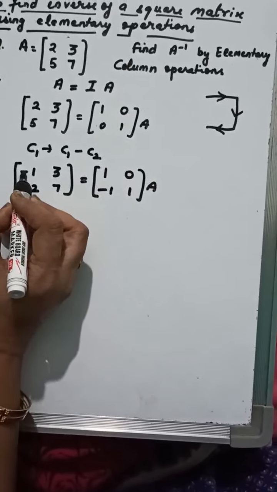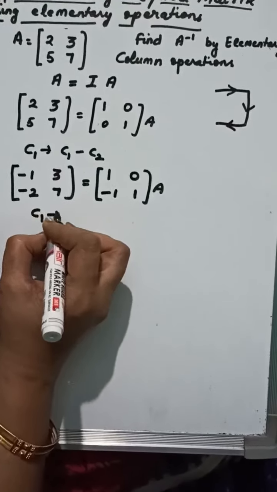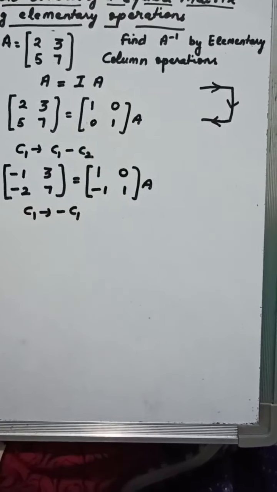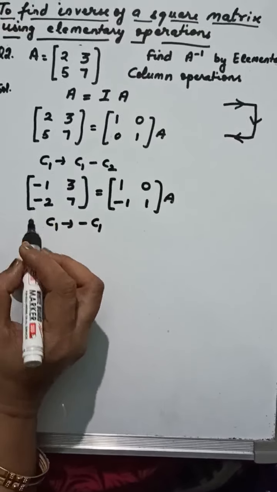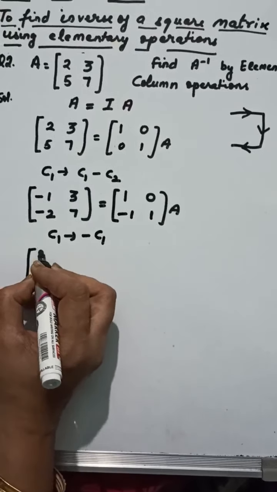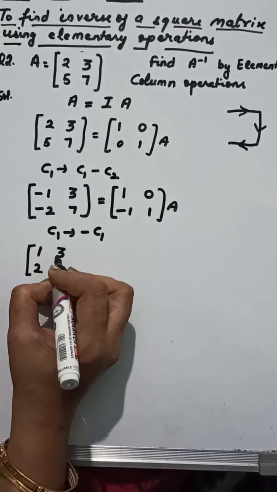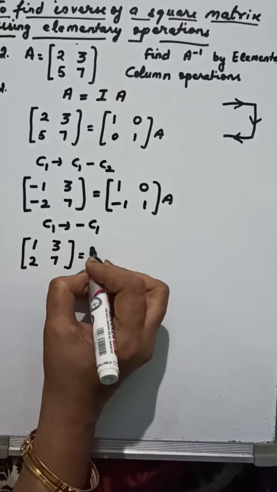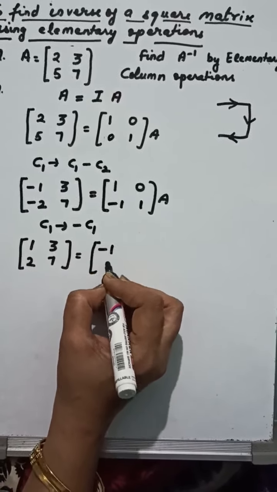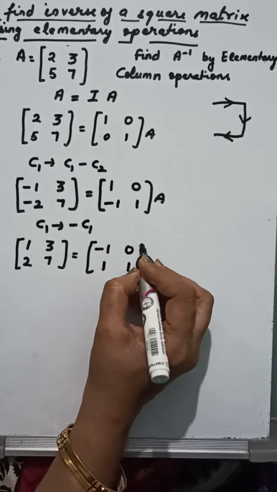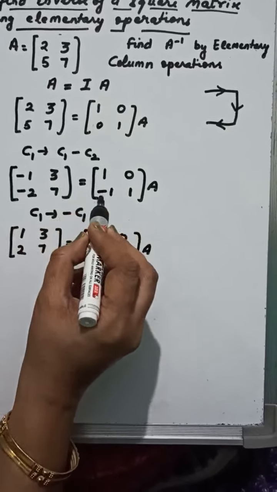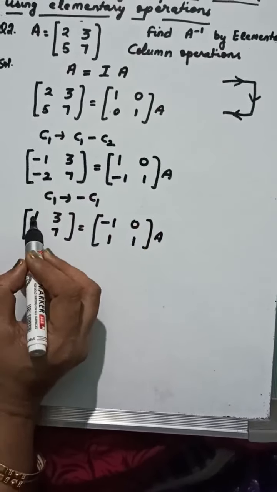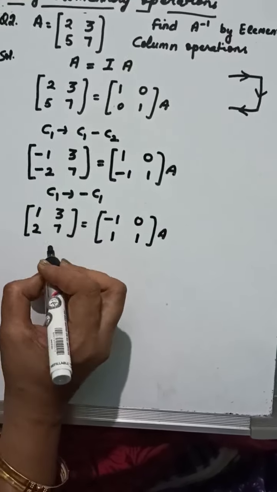Now we want to make this as 1. So apply C1 becomes minus C1, means multiply the first column by minus 1. So it becomes 1, 2, 3, 7. Same minus 1, 1, 0, 1 into A. So multiply here minus 1, multiply here minus 1. Now this is 1. Now we want to make this as 0.